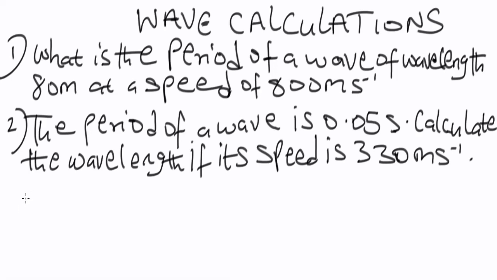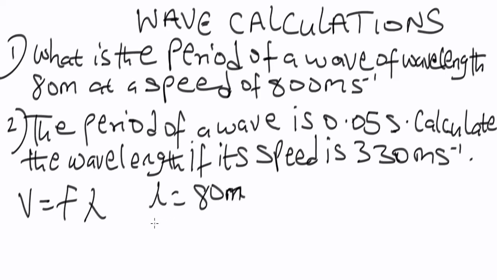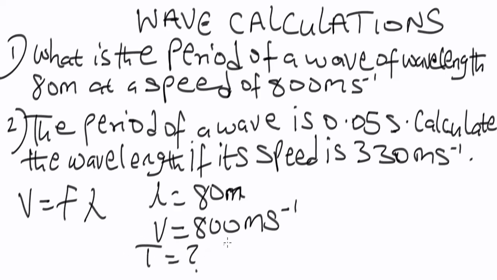Okay, so let's note this relationship between frequency, wavelength, and velocity in wave motion. Very important. The relationship between the three parameters is velocity equals frequency times lambda. This lambda is wavelength. Now let's get the parameters for question 1. We have the wavelength, which is our lambda, to be 80 meters. We have the velocity to be 800 meters per second. So we have to find the period, as the time is unknown.